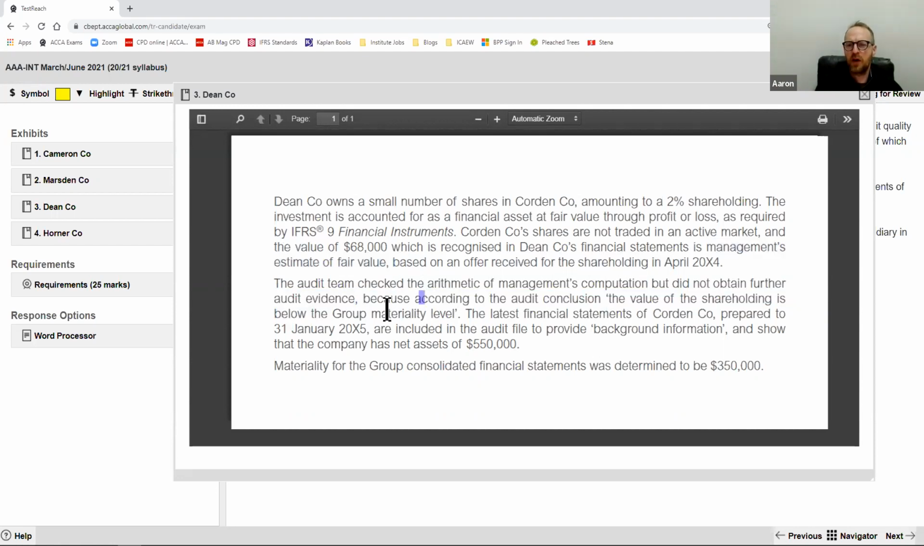Okay, the value is below the group materiality. Oh, hold on a second. This is a component, not the group. We should be using component materiality, which is at a lower level.